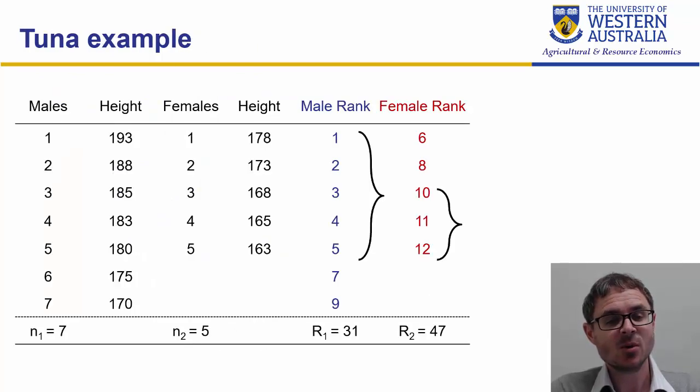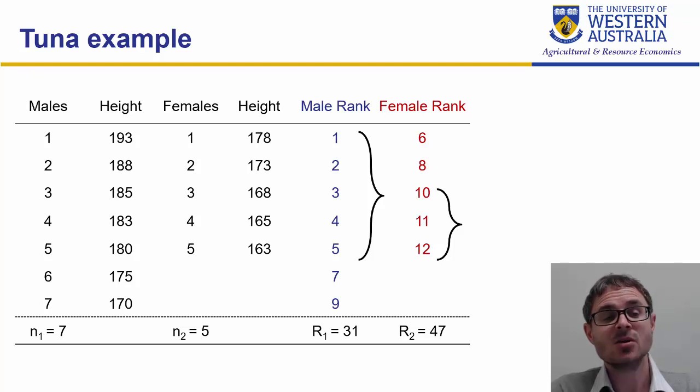So in the tuner example, when we just looked at this data, we do see evidence of clustering. The first 5 in the rank order are all males, and the last 3 in the rank order are females. That kind of clustering is giving us evidence that there's likely to be a difference.